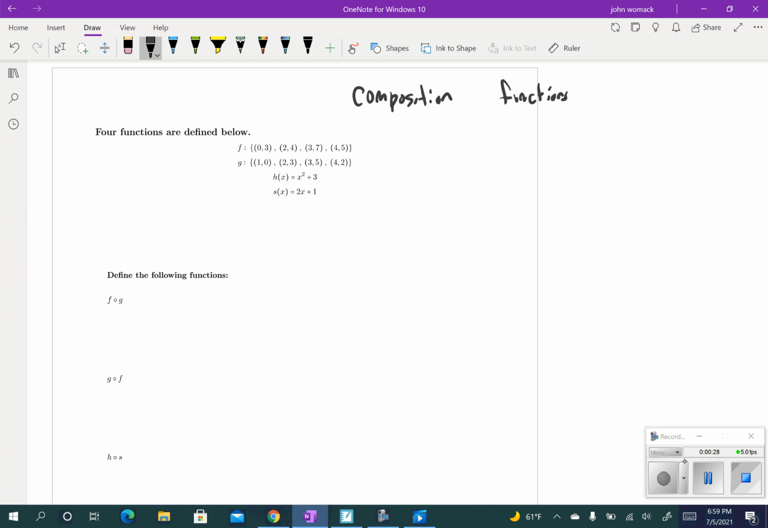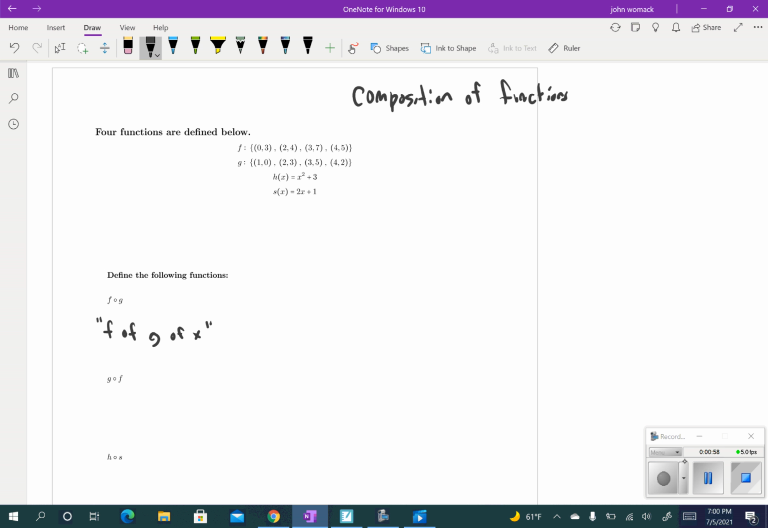So I'm going to take those same four functions, function f, g, h, and s, but we're going to do what's called the composition of functions. The symbol for composition of functions is what you see right here. It's just that little open circle right there. It looks kind of like a multiplication sign, but it's not. The way you say this, you say f of g of x.